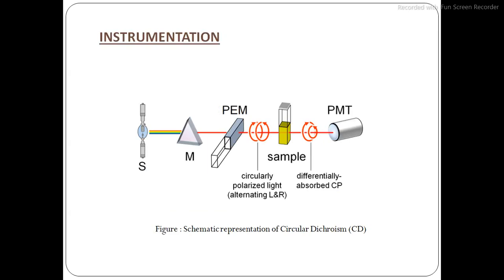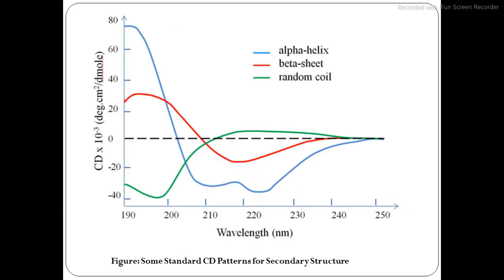Here we have the instrumentation of the circular dichroism spectroscopy, and these are the various spectra absorbed by various protein structures, that is alpha helix, beta sheet, and random coil.